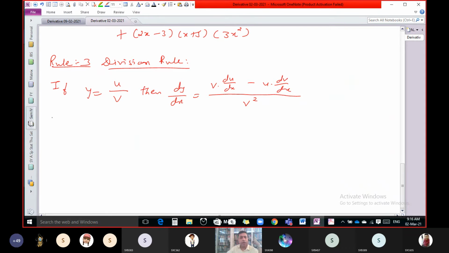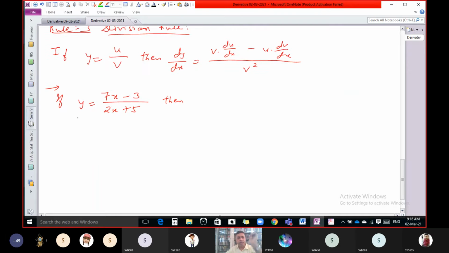So let us take one more example. If y equal to 7x minus 3 upon 2x plus 5, then let us find out dy by dx. Okay, the first step, better to write like this. This denominator is what? 2x plus 5. So let us take the square of that: 2x plus 5 the whole square. Then keep this 2x plus 5 as it is. And now differentiate this numerator with respect to x.